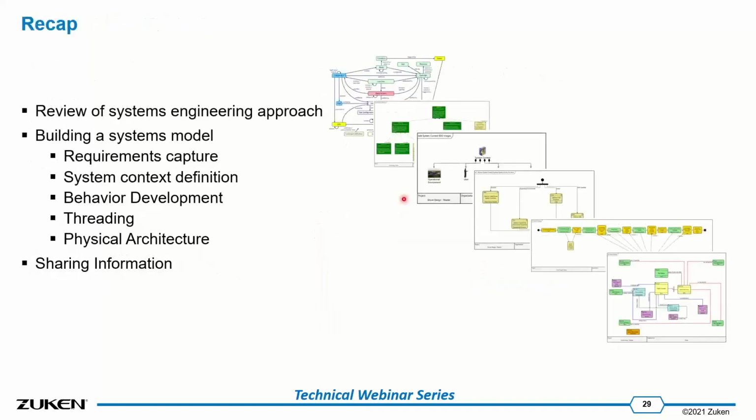Just to recap, I did a quick review of the systems engineering approach. We went through the building of a systems model through requirements capture, system context definition, behavior development, threading, physical architecture. And then I covered some information about how to share the model.